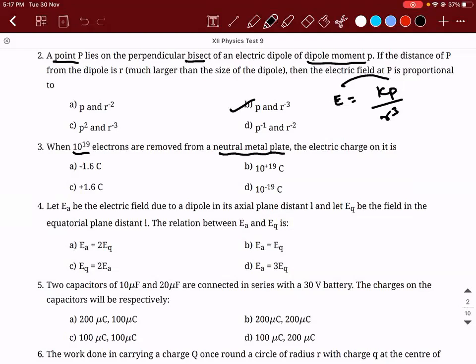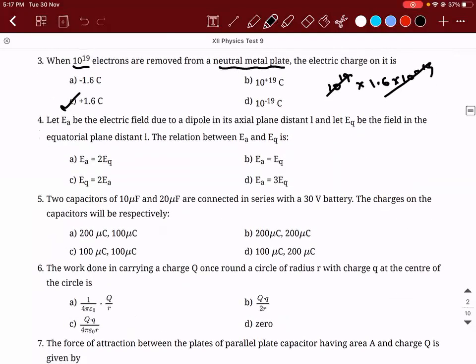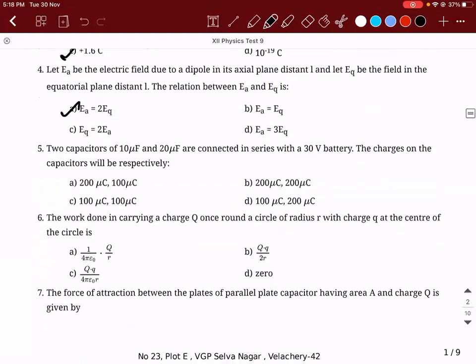When 10 power 19 electrons are removed from a neutral metal plate, then what will happen? It will gain a charge of how much value? Plus 1.6. Yes. It will be 10 power 19 into 1.6 into 10 power minus 19. This and this will get cancelled. Answer will be plus 1.6. Correct. Fourth one. This is a repeated question. Many times I've asked. The ratio between electric field along axial and equatorial: EA is equal to 2 times EQ.